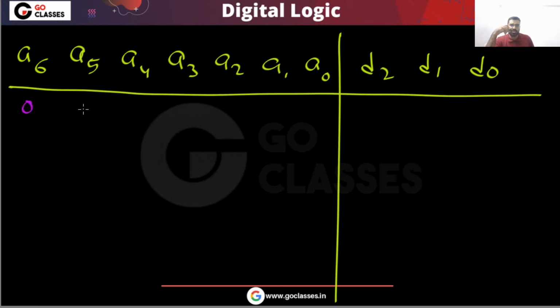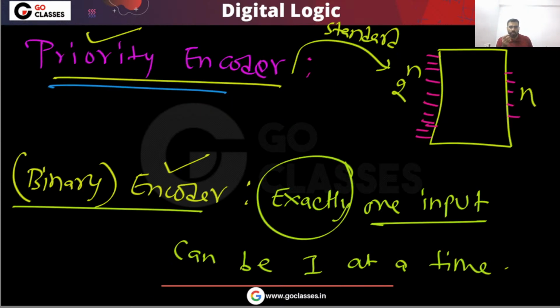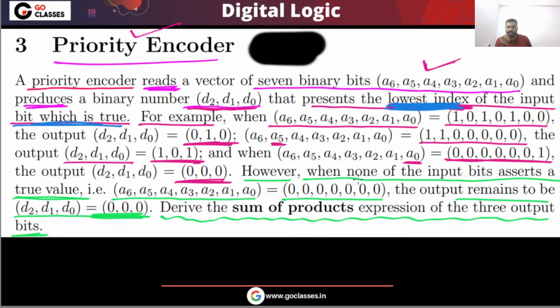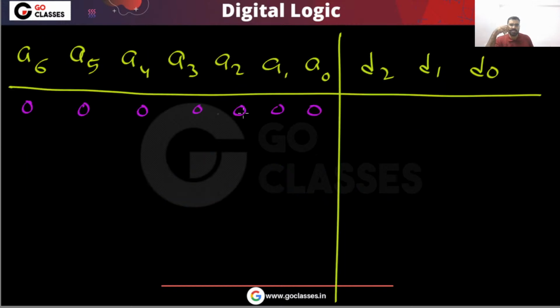So tell me, in this situation what will happen? If all the inputs are 0, then what will happen? The question is saying that if all the inputs are 0, then the output will be 0 0 0. The question has given this information.